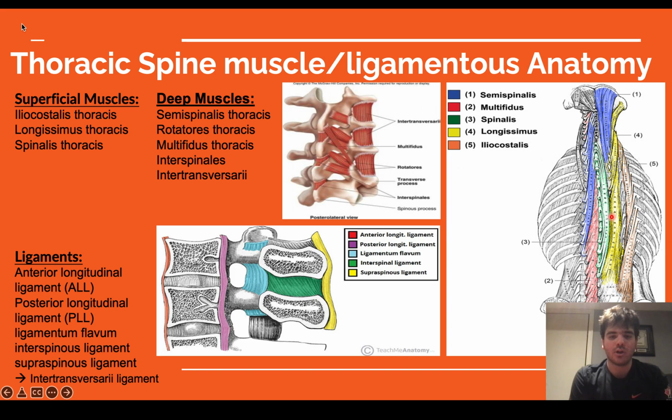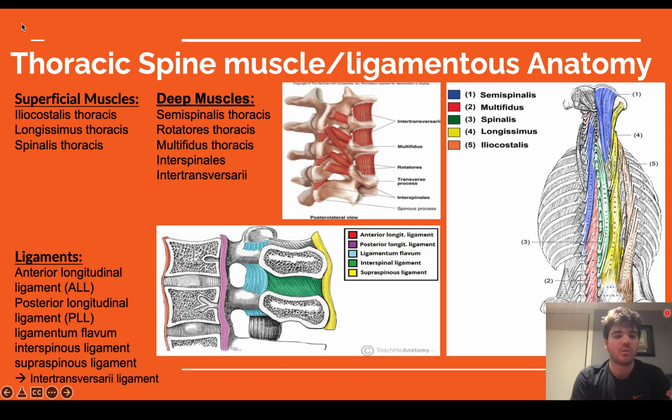The next muscle we're going to talk about is the one that's kind of medial here in the body, and it's the green one. That is the spinalis thoracis muscle, and it originates from T11 to L2, the spinous process on those vertebrae, and it inserts in the spinous process from T1 to T6, and it helps put the spine into extension. That is it for the superficial muscles.